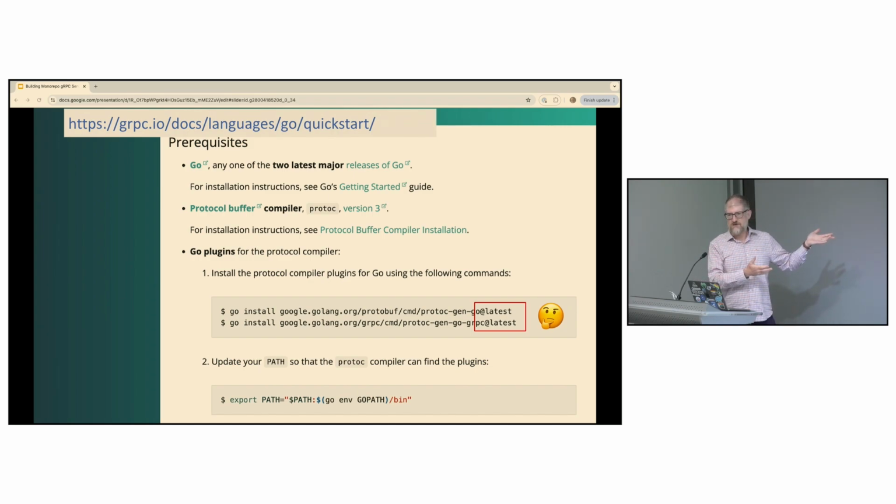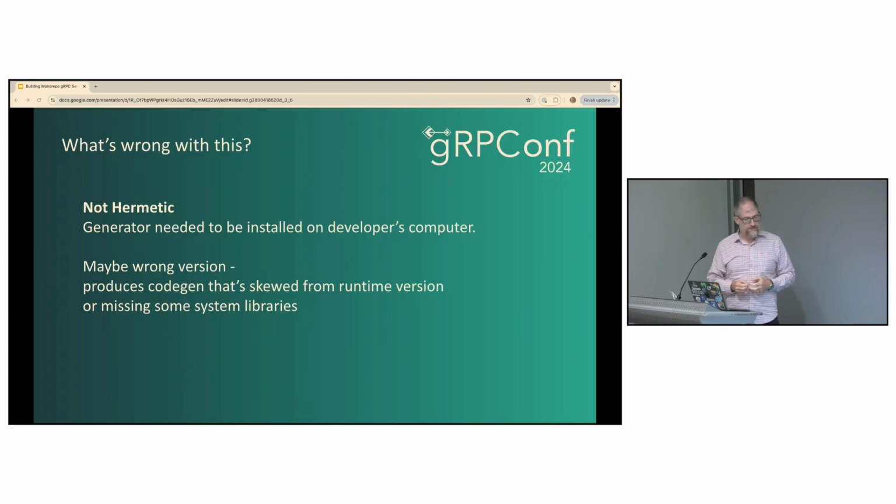So basically, everybody's machine looks different, right? And so developers have to install the program, and they may have the wrong version. It may depend on system libraries. They may get different results.